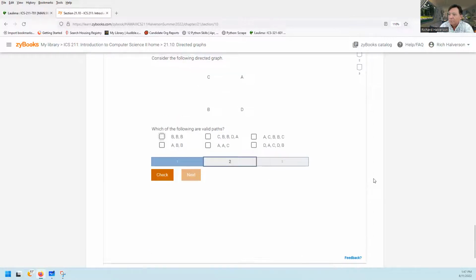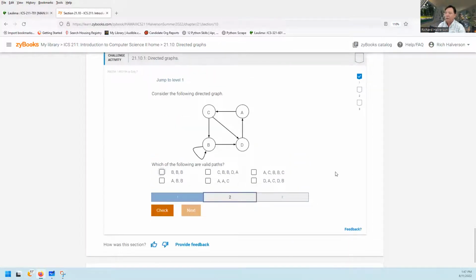Okay, what's next? Consider the following directed graph. Which of the following are valid paths? B, B, B. Yes, that's valid. How about C, B, B, D, A? Yes. You can go C to B, go B to B. Then you can go B to D, and you can go D to A. So this one's valid.